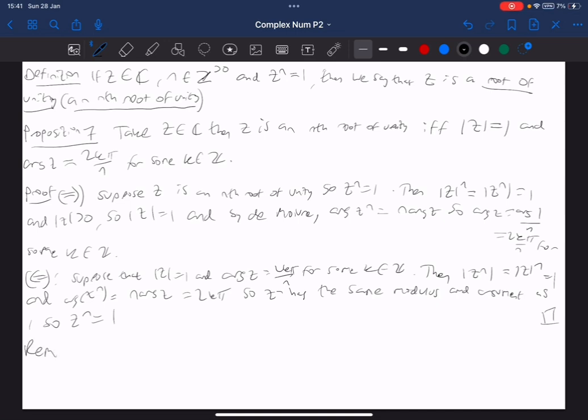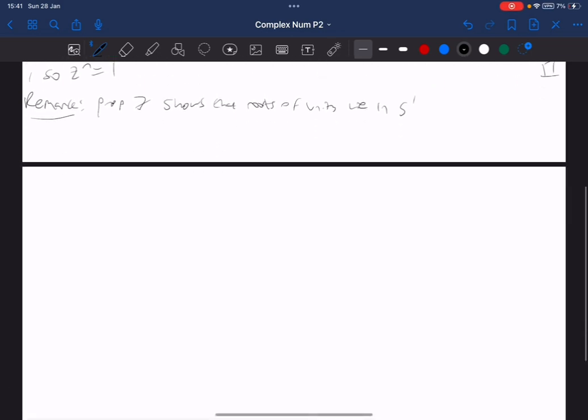So a nice little remark here, which I think is quite clever, is that this proposition, proposition 7, shows that the roots of unity lie in the unit circle, which is denoted S1, as I said in the previous lecture. And this actually brings us to corollary 8, which is a nice little result from what we've just proven.